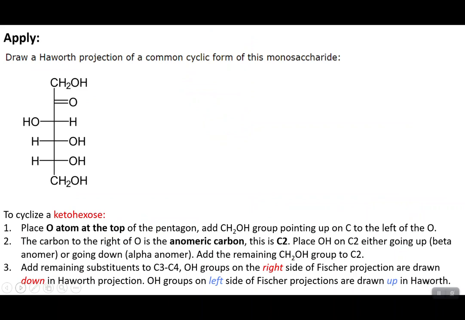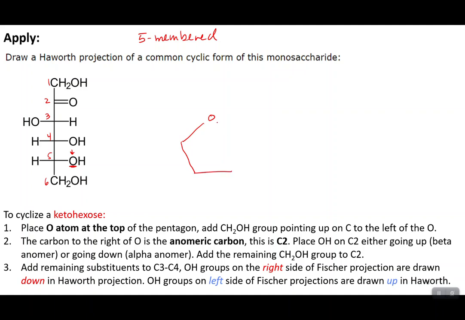So the main difference is going to be that a ketohexose is going to form a 5-membered ring. So you're going to have a 5-membered ring. So it's going to be a pentagon, but one of those is going to be an oxygen. That oxygen is this one here. So let's go ahead and number our Fischer projection so we can keep track. So now I'm going to draw this oxygen here. That's the one that's going to appear at the very top of my pentagon, of my 5-membered ring. And now the rest are going to be carbons.